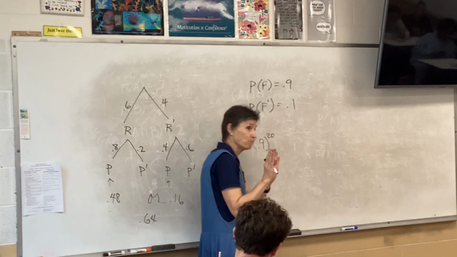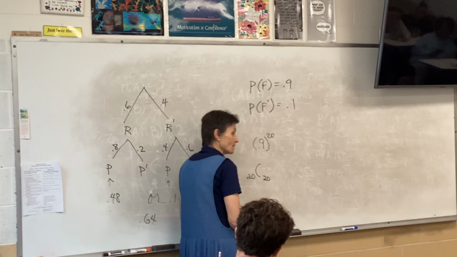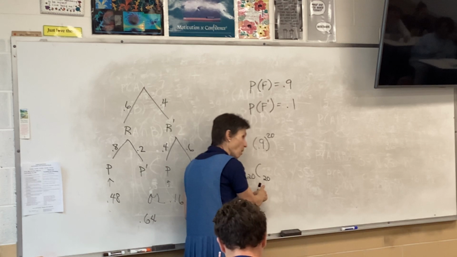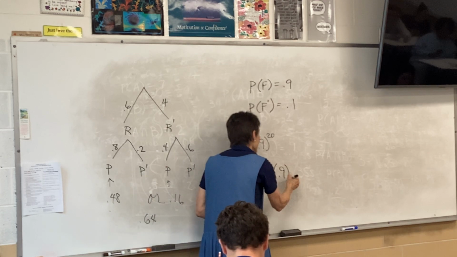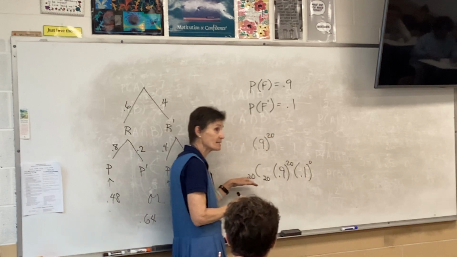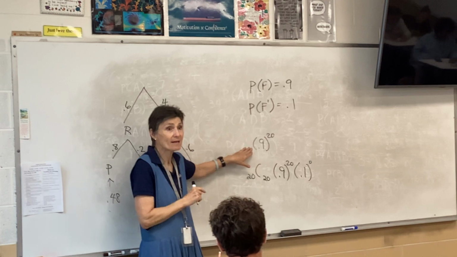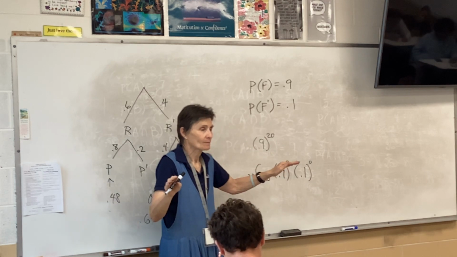Now, again, formally, 20C20, 20 shots, making them all, 0.9 to the 20th, 0.1 to the 0. This is the formal way of doing it. But Kylie is okay because we're making them all.